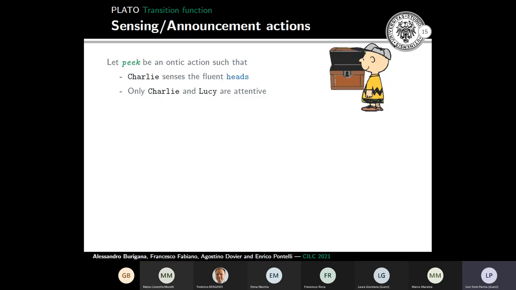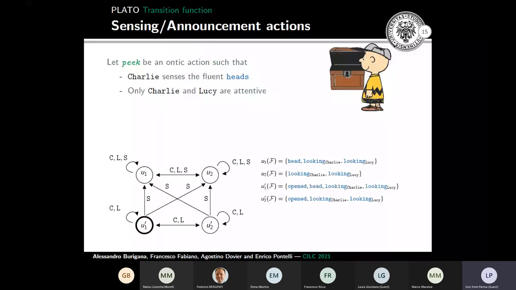So now Charlie senses, so he peeks inside the box, and he discovers the truth value of this fluent heads, while Charlie and Lucy are attentive. So now Charlie is fully observant because he is actually doing this action by himself. Lucy is just witnessing, so she is partially observant, and Snoopy again is oblivious. Now this is the state we left just a second ago, and this is what happens when Charlie looks inside the box.